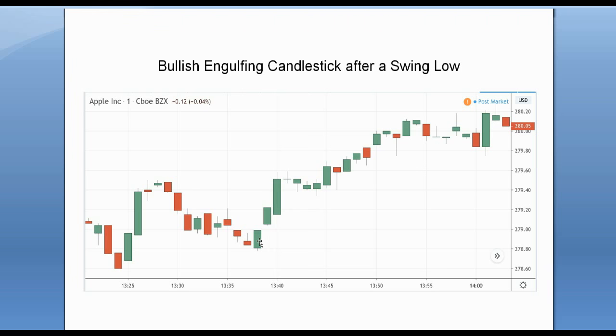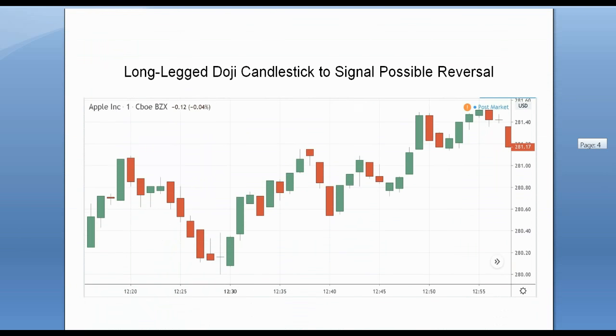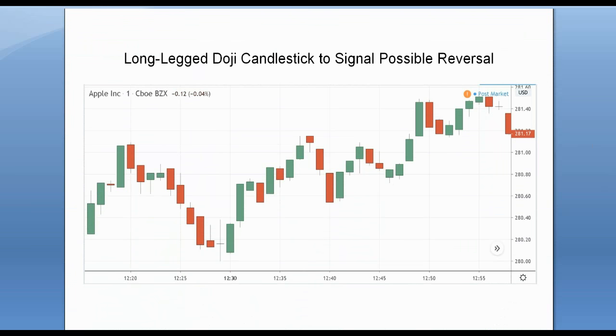Now, if you want to wait for the next candle for even more confirmation, notice there was a gap up there, okay? So that's another good sign, all right? But bullish engulfing after that swing low could be a reversal pattern, could be a bottom, oftentimes, not always, but oftentimes. And the third one is the long-legged doji candlestick to signal a possible reversal.